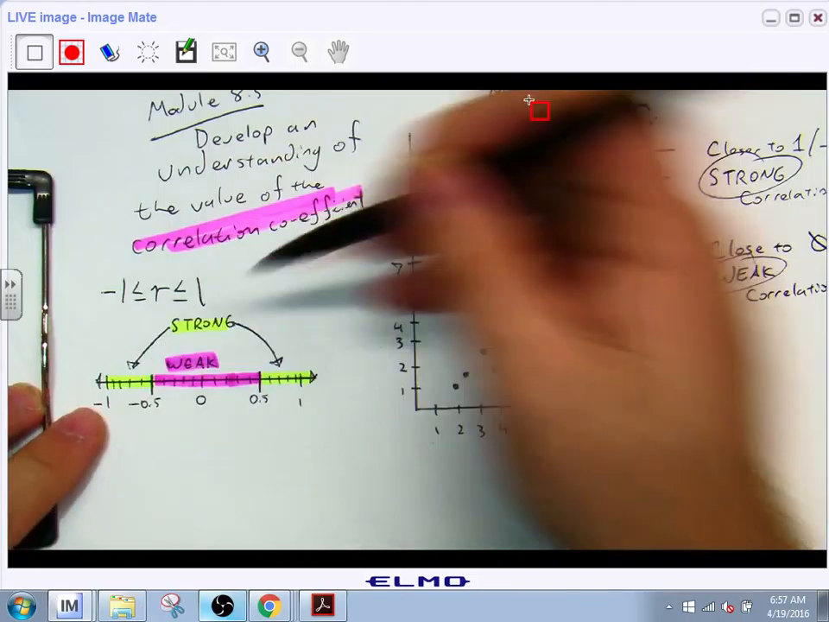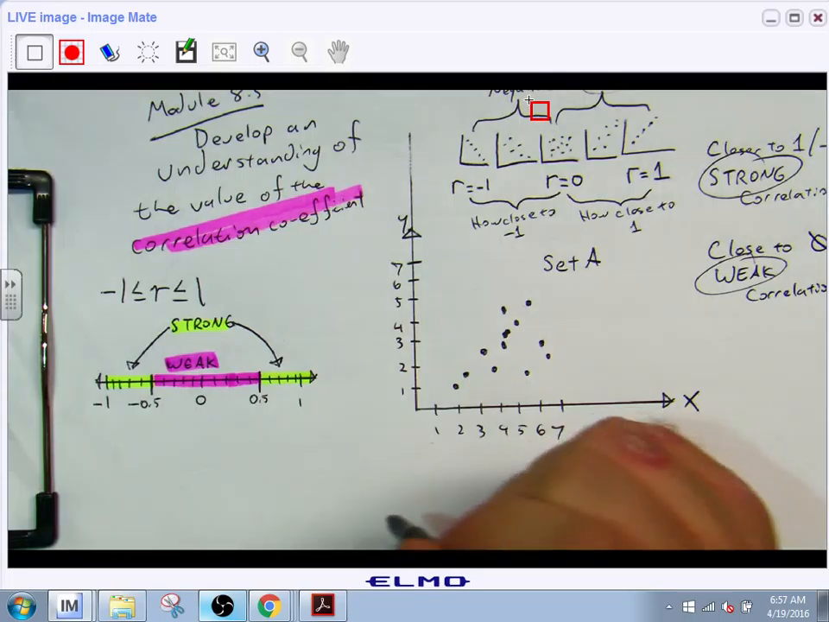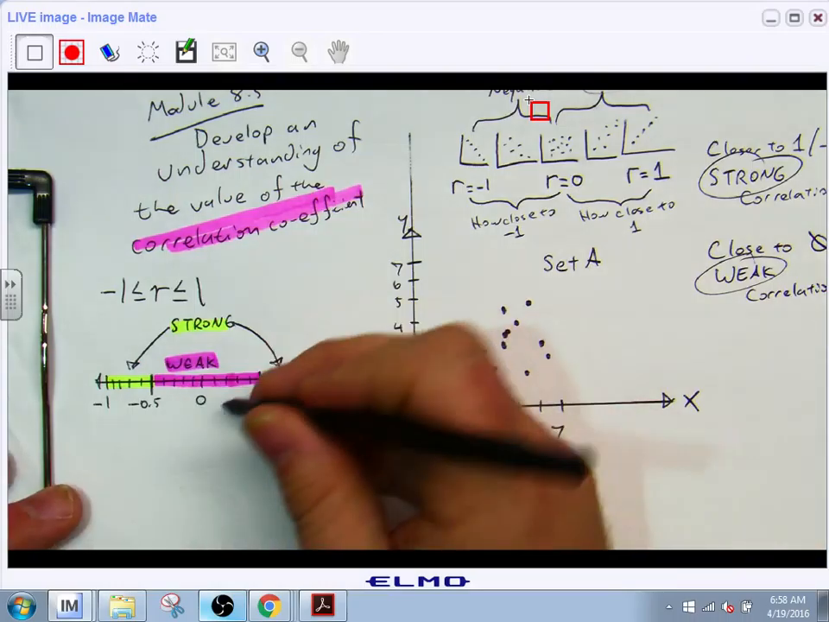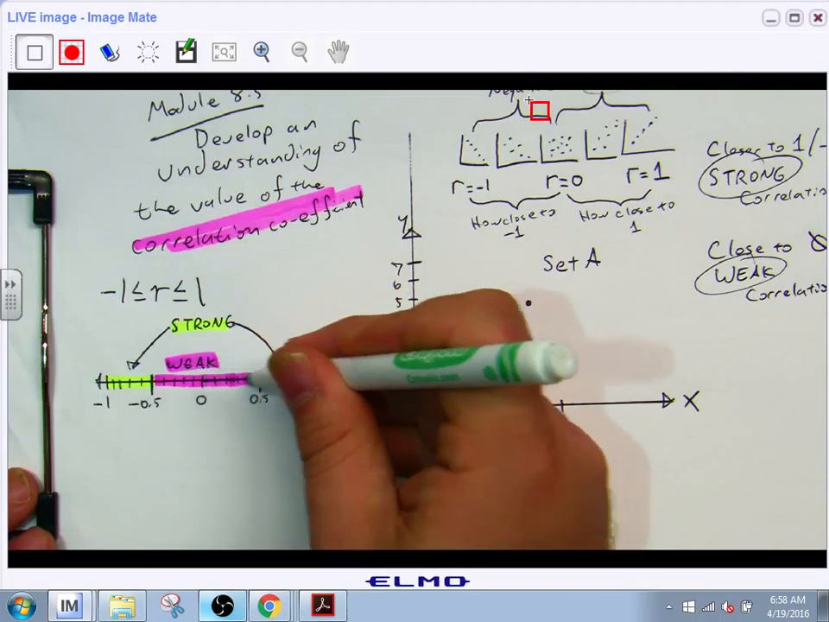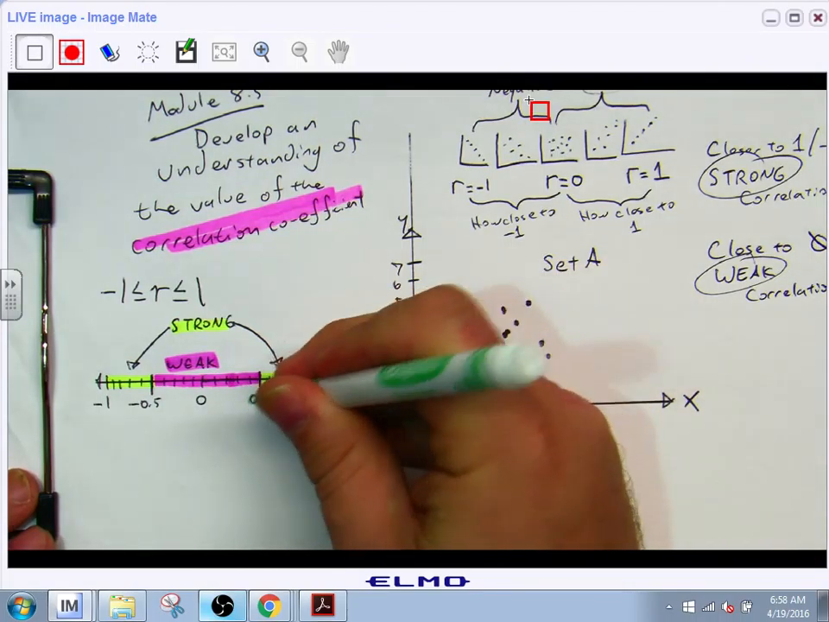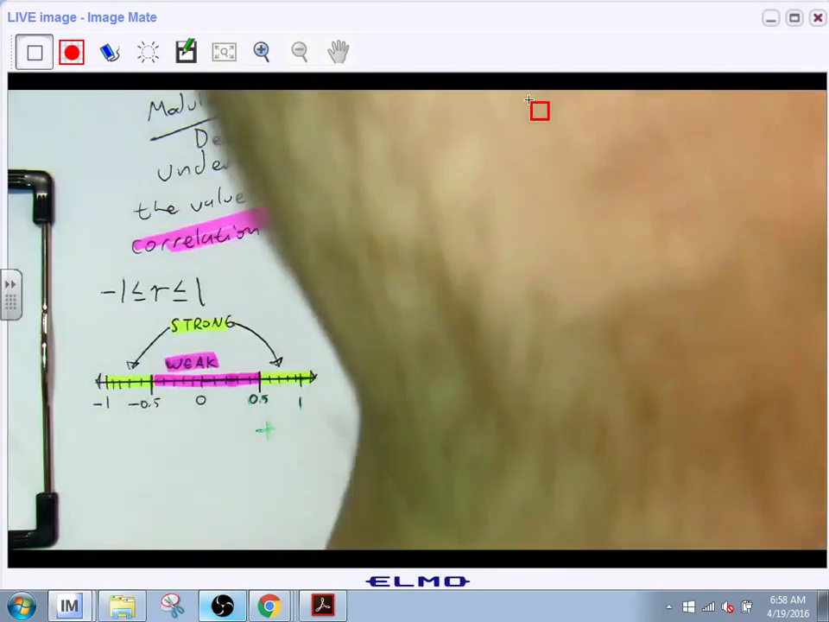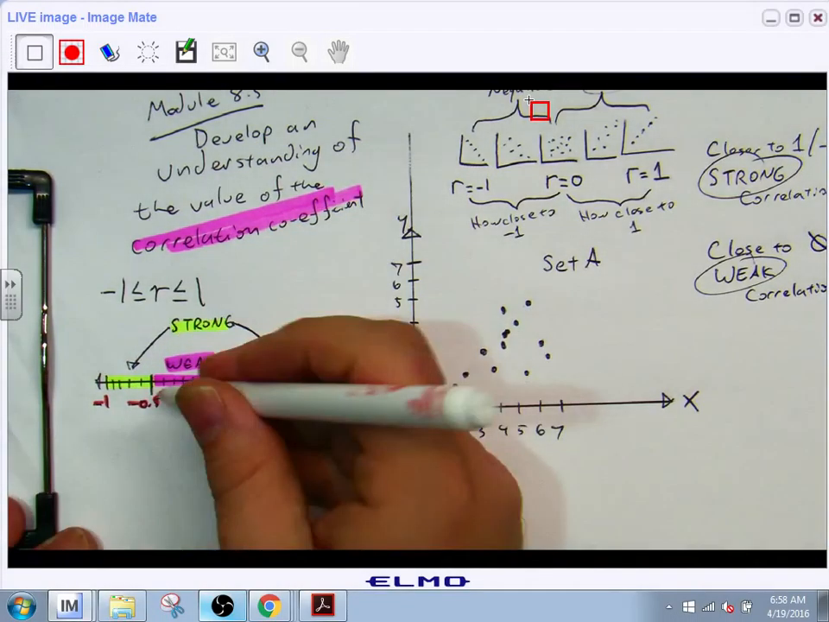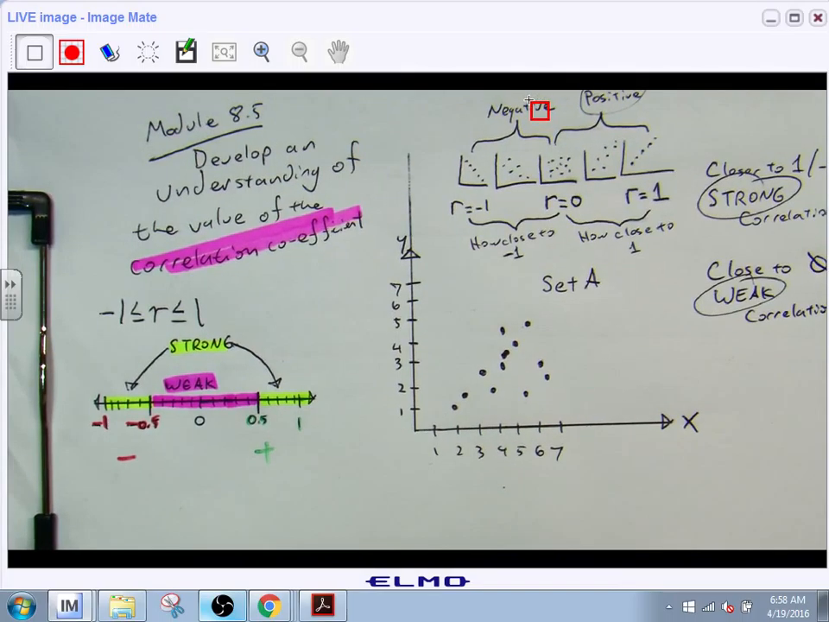Okay, so those yellows, if the number is in those ranges, we're going to call it a strong correlation. If it's in the pink range, we're going to call it a weak correlation. And likewise, if we're anywhere along here in the green, from 0.5 to 1, these are our positive values, so it'll have a positive slope. And if we're anywhere from the negative 1 to the negative 0.5, these are our negative values. We're going to say it has a negative slope. So those are the basics of what we're talking about when we're talking about our correlation coefficient.